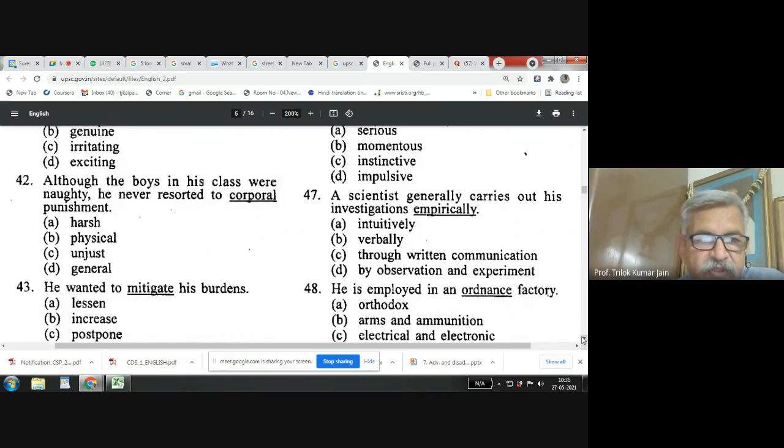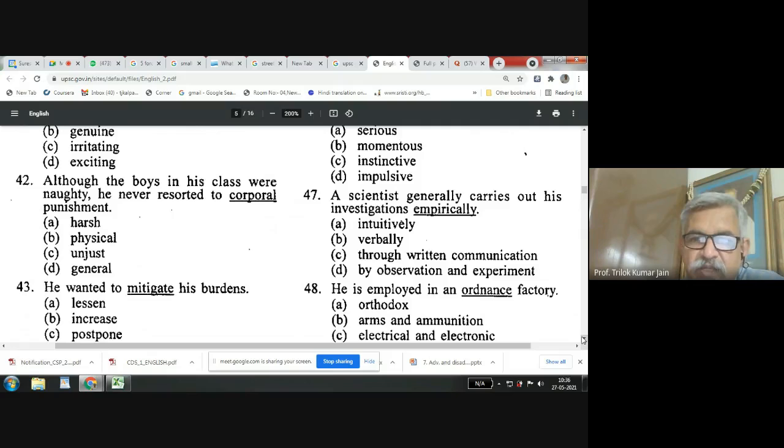Although the boys in his class were naughty, he never resorted to corporal punishment. So answer can be A, harsh, can be B, physical. C and D are not possible. The correct answer will be B, physical.